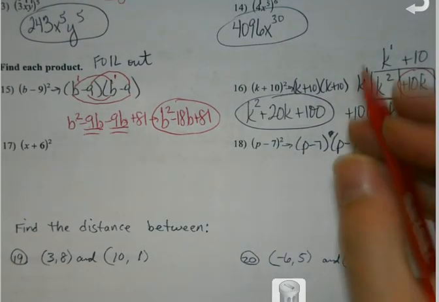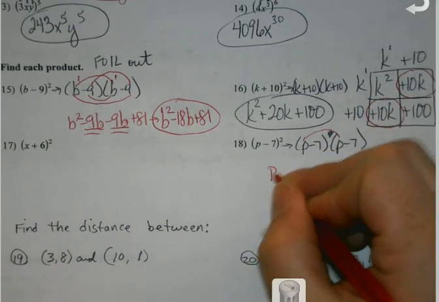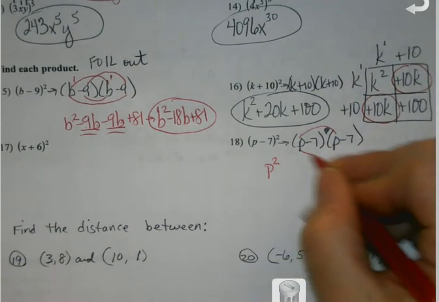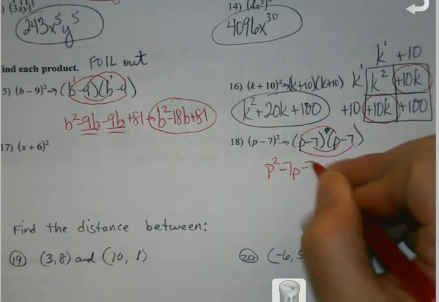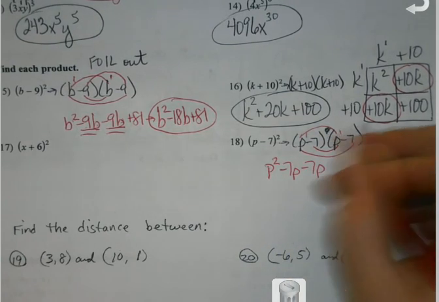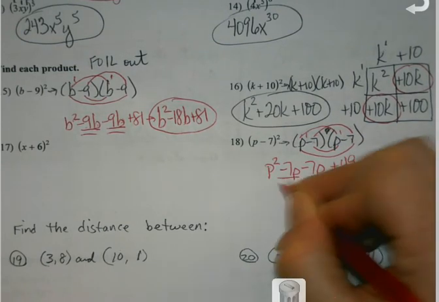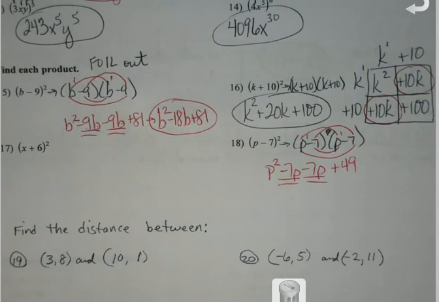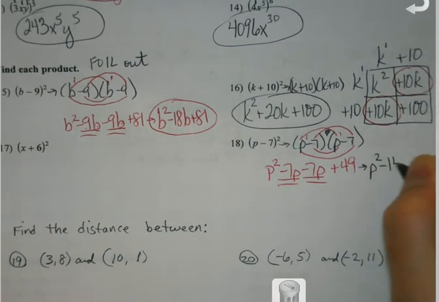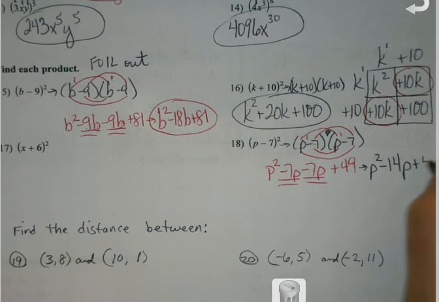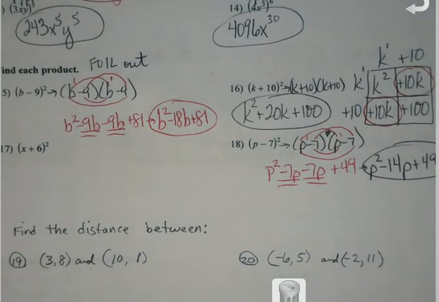Again, either way works. Kind of go with your personal pick on this one. p squared minus 7p minus another 7p. Negative times negative is positive. And just put the pieces together. Again, we're adding after the first step to get your value.